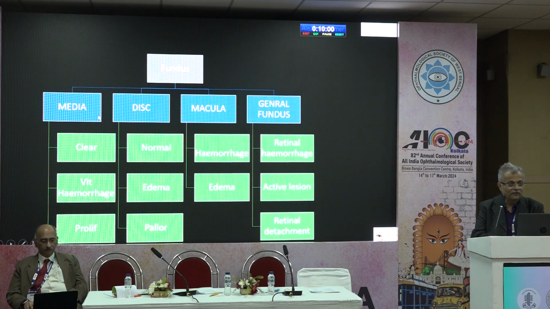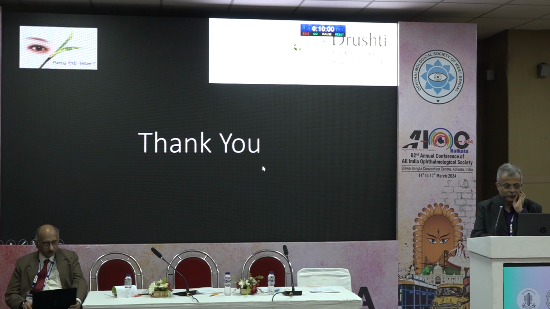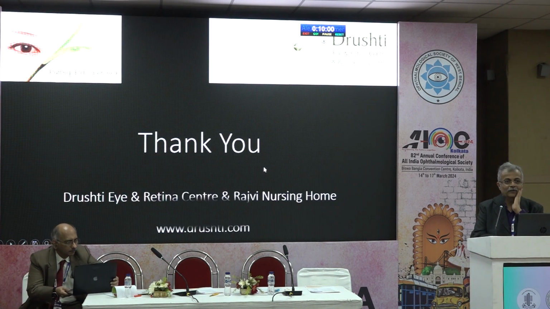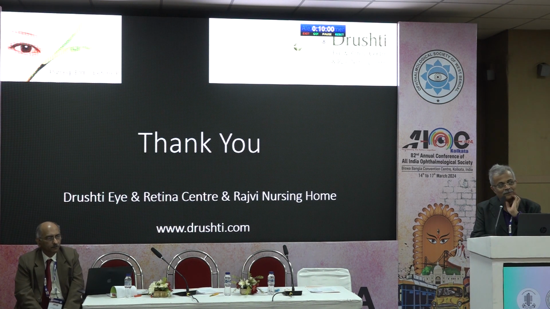You see the media for vitreous, whether there is vitreous hemorrhage or anything else, disc for optic neuritis and pallor, macula for edema, hemorrhage, and general fundus for retinal detachment or any active retinitis or choroiditis lesion or retinal hemorrhages. So I think with a proper history and proper examination, most of the time you can just come to diagnosis without any ancillary examination like B scan or ultra wide field photography.